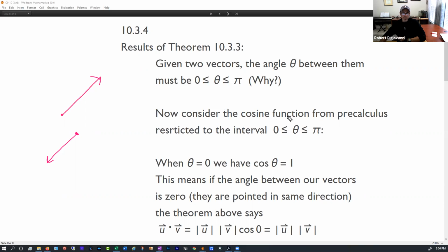Now think about the cosine function from pre-calculus restricted on the interval 0 to pi. So I'll draw it for you just in case you've forgotten what cosine looks like.